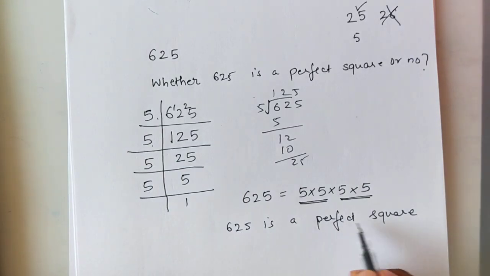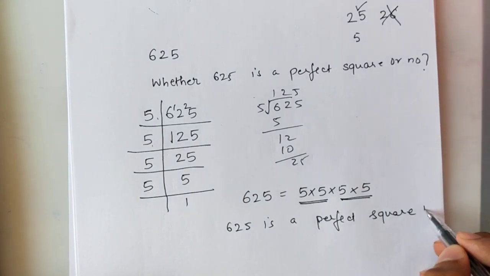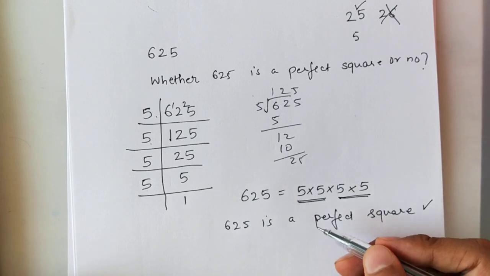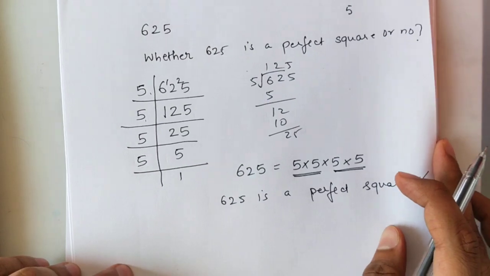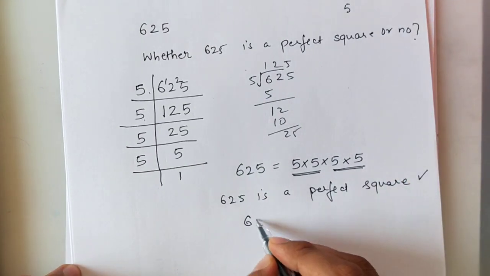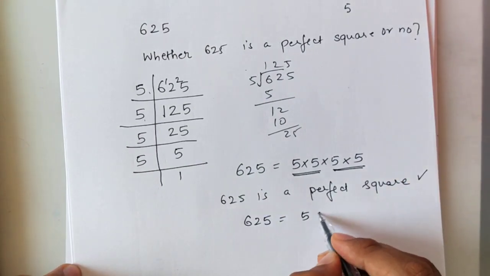Now 625 is a perfect square. So my question is done. If they ask me 625 is a square of which number, I've given you a method. I have 5 into 5.